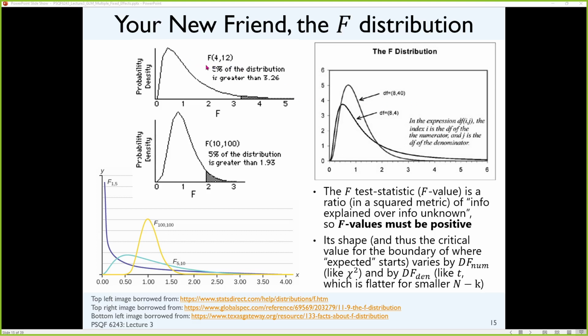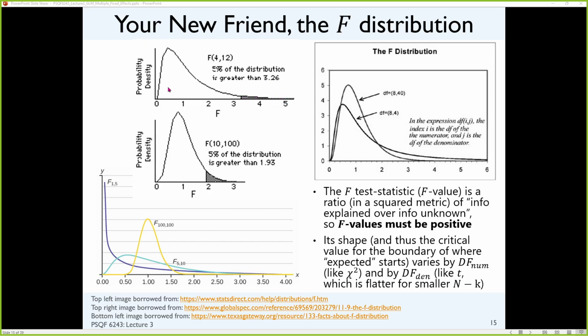So for instance, if I look at the top left corner, if I have 4 slopes in my model and I could have added 12 more, that's a very small sample, by the way, because that would be n minus k is the 12. That would be a total of 17 people, because I have an intercept and 4 slopes and then 12 left over. That gives me back to n of 17. So if this is my situation, then I have to have an F greater than 3.26 because that's where 5% starts out here in this tail.